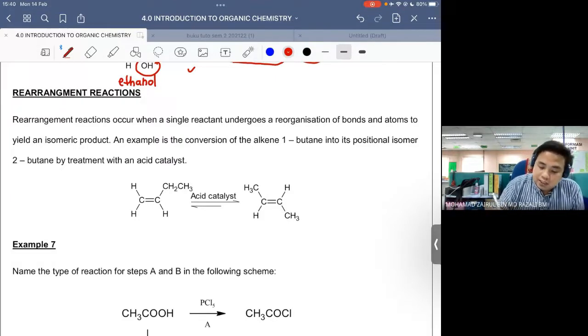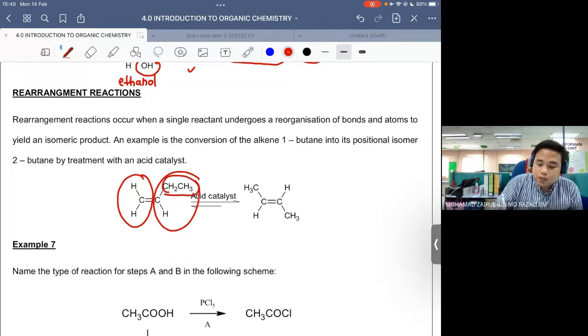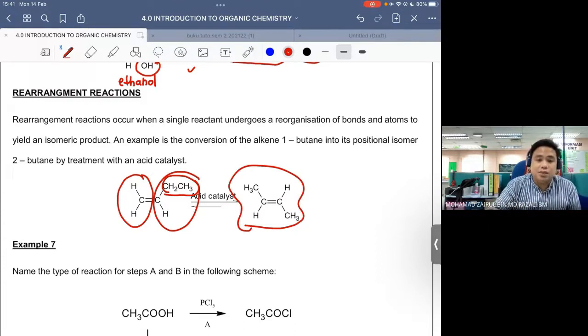So kalau awak tengok sini, asal dia, kita tengok carbon ni. Carbon ni asal dia kita ada 2 hydrogen and this carbon we have 1 hydrogen and 1 ethyl group. Awak tengok dekat produk dia dah berubah. Tapi bilangan carbon dia, bilangan hydrogen dia masih sama. Dan kalau awak tengok bonding dia pun tak berubah. So reactant kita satu double bond, produk also kita ada satu double bond. Okay, ada apa-apa soalan?